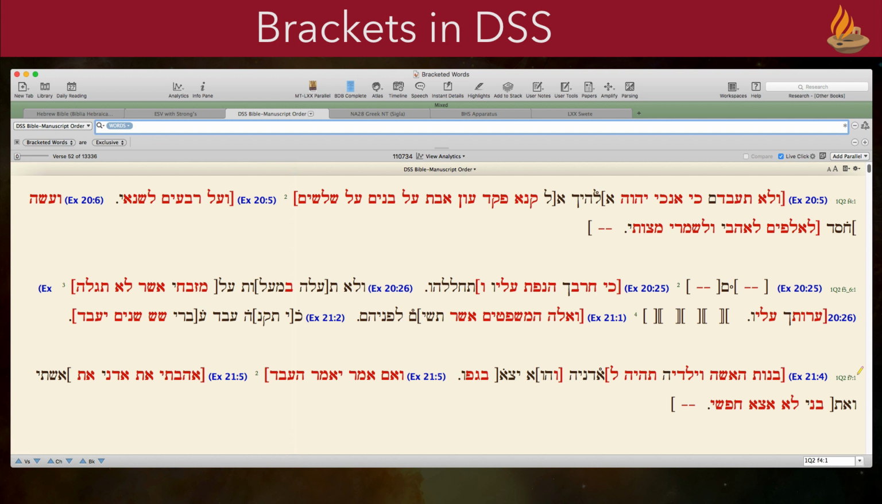Recognizable letters are in black. Obviously, those who work with the Dead Sea Scrolls must be particularly aware of brackets and careful not to draw conclusions based on editorial reconstructions.